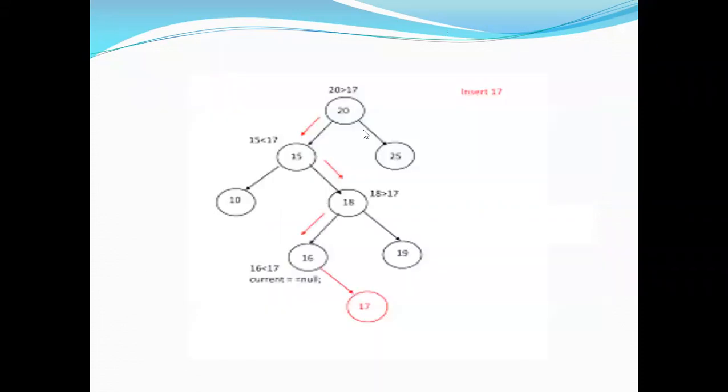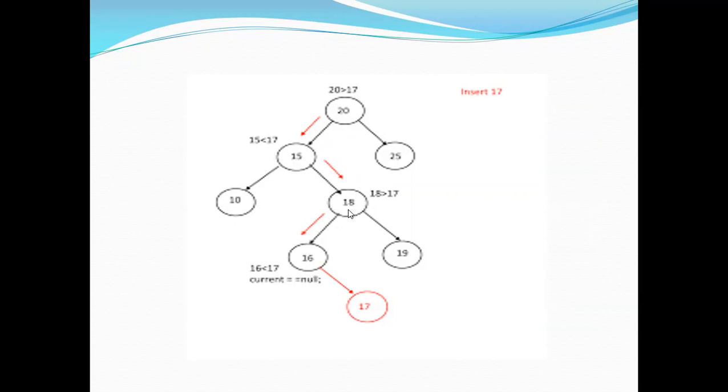Let's look at another example. Suppose we are going to insert 17 into this binary search tree. The root node is 20. So 20 will be compared with 17. Since 17 is lesser, we will go to the left side. We will update our PTR and go to this left side. The next node is 15. So 15 will be compared with 17. Since 17 is greater, we will go to the right side.